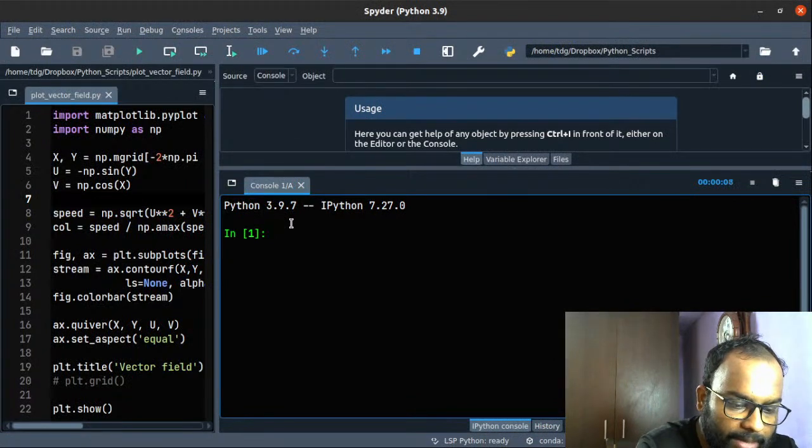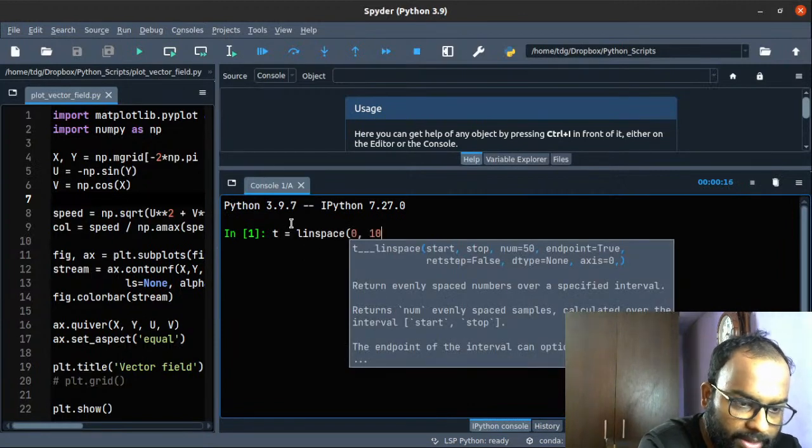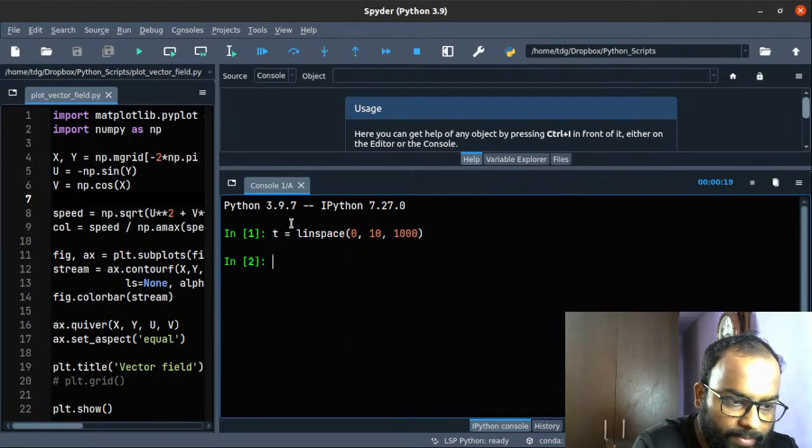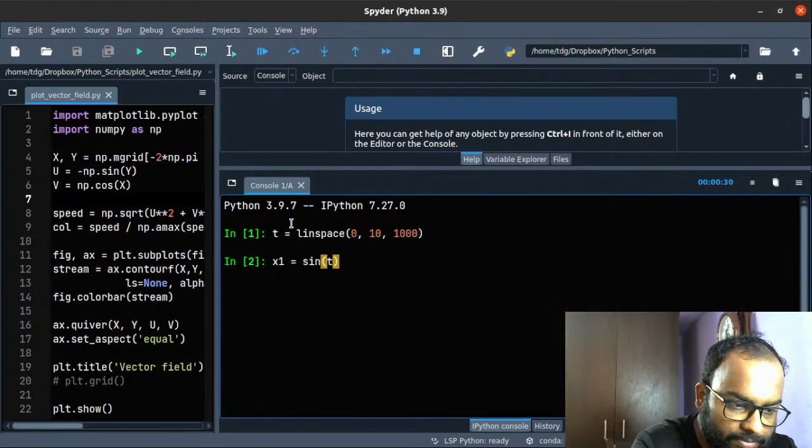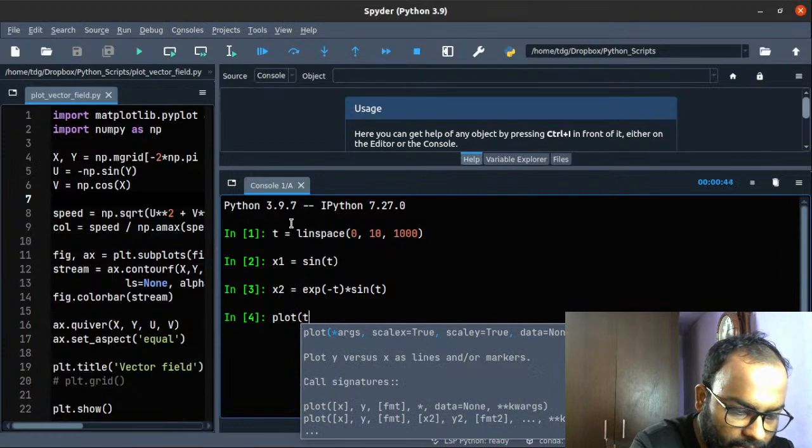Okay, so let me plot these things. Let me just say t is equal to linspace, 0 comma 10. Let's say x1 is a signal, and that would be just sine of t. And I have another signal x2, which is xp times sine t. Okay, let's plot everything. So t comma x1, t comma x2.